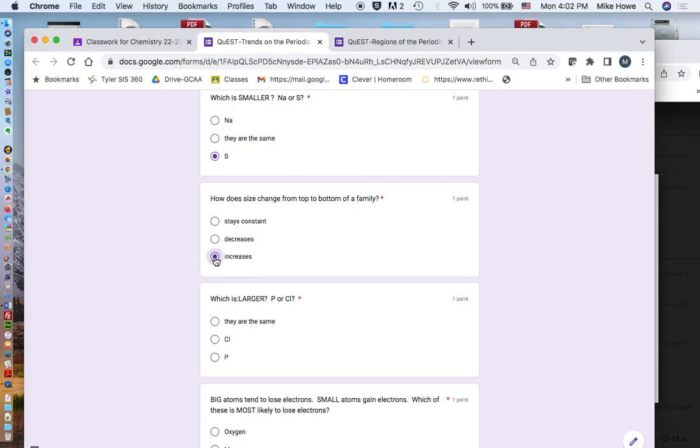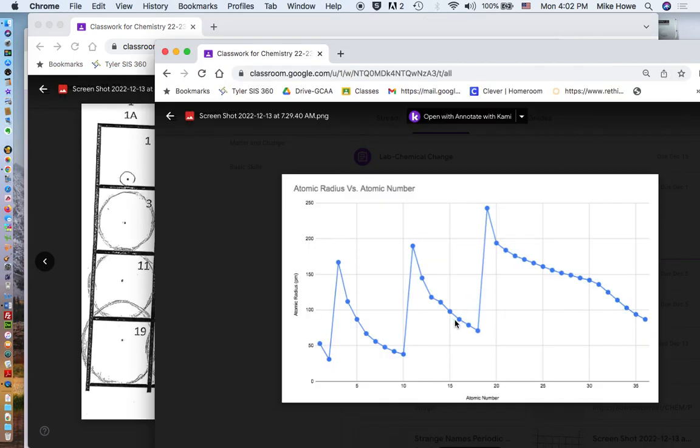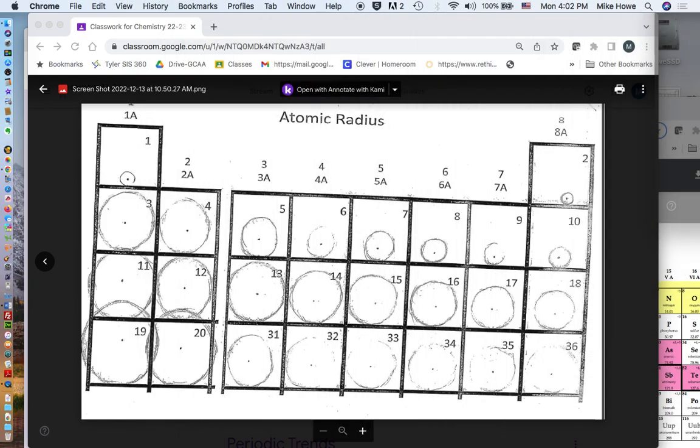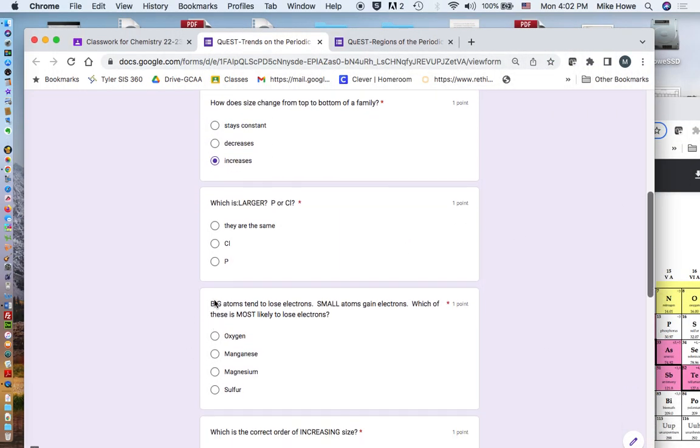And which is larger, P or Cl? Here's our picture. P is element number 15, Cl is number 17, so which is bigger? Phosphorus is bigger. So both of our resources say phosphorus is bigger. Okay, so then big atoms tend to lose electrons and small atoms tend to gain electrons.